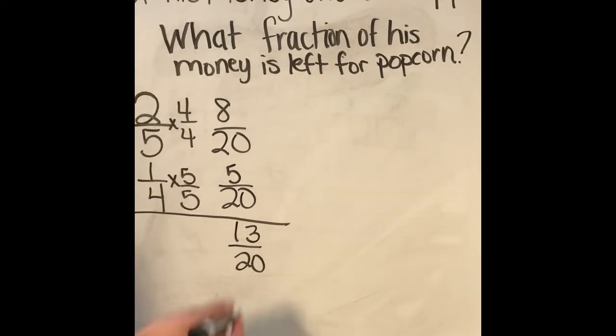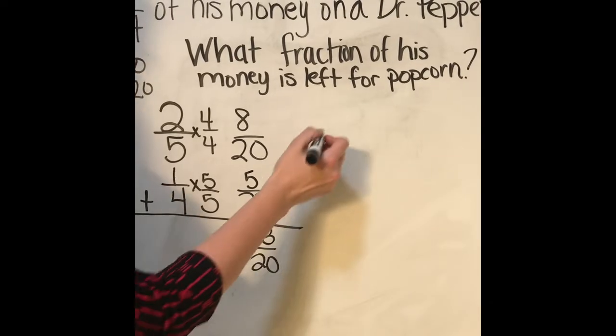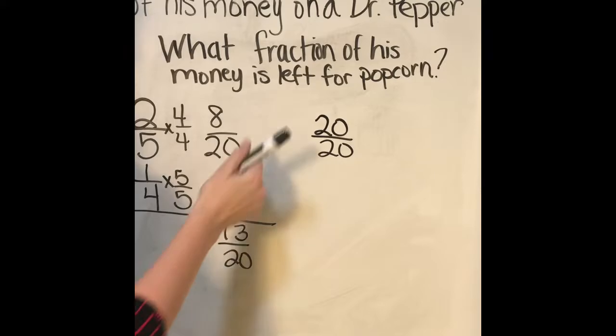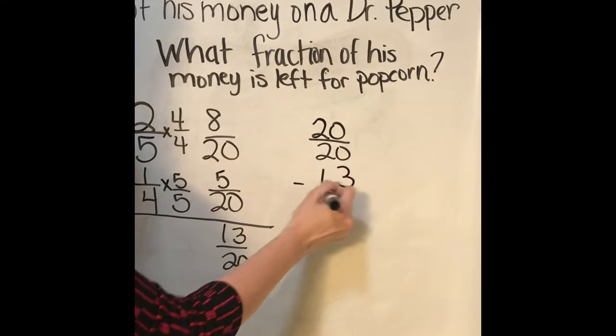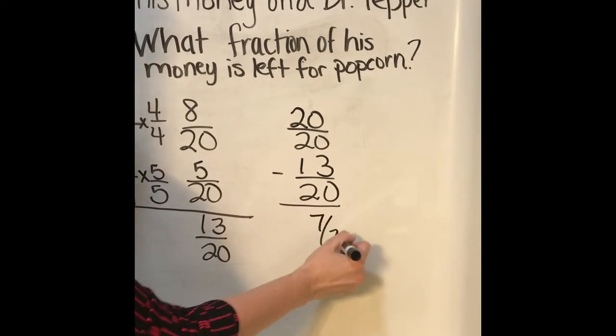So to do that, we can either count up to 20/20ths and see what we get, or we can subtract. 20/20ths would represent his total amount of money, minus the 13/20ths, what he's already spent. So that means that he has 7/20ths left for popcorn.